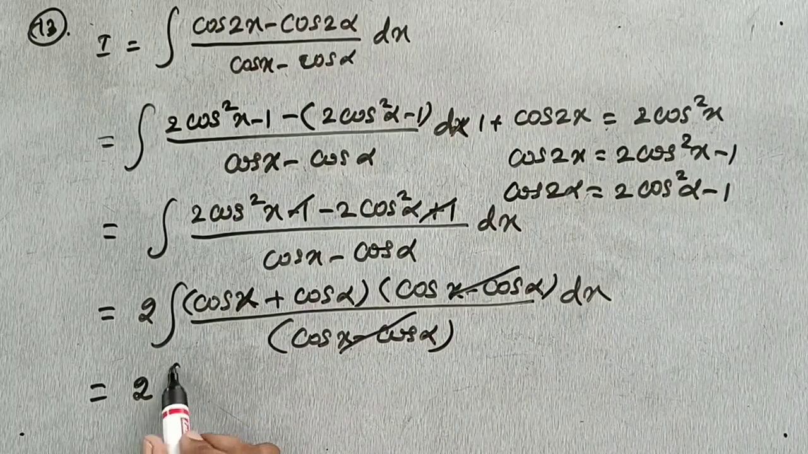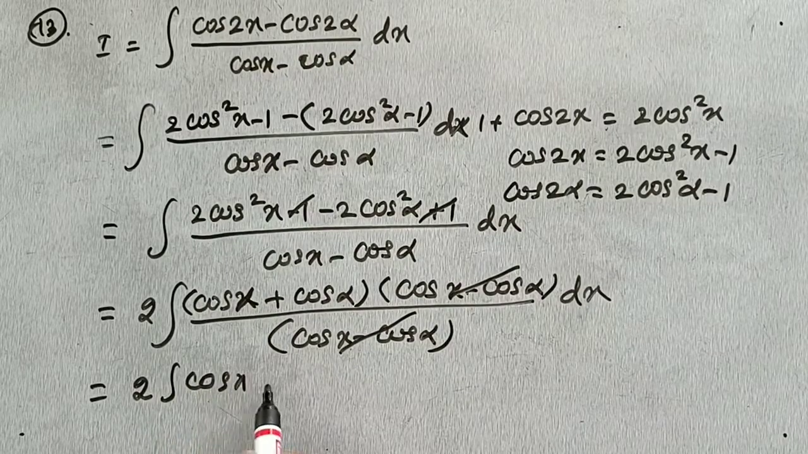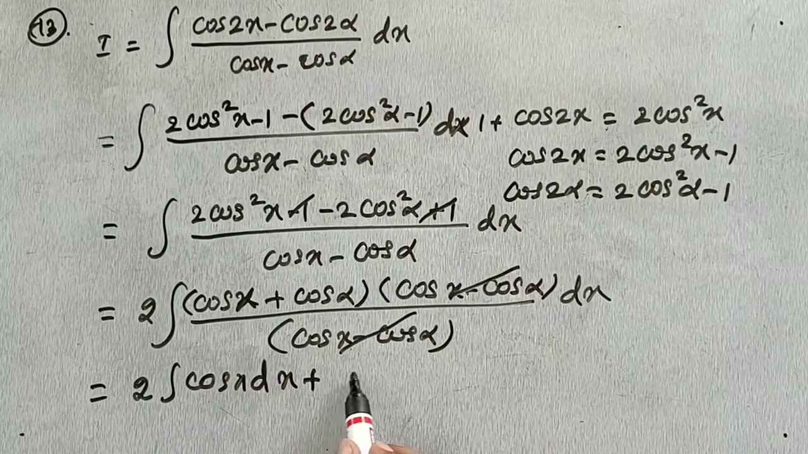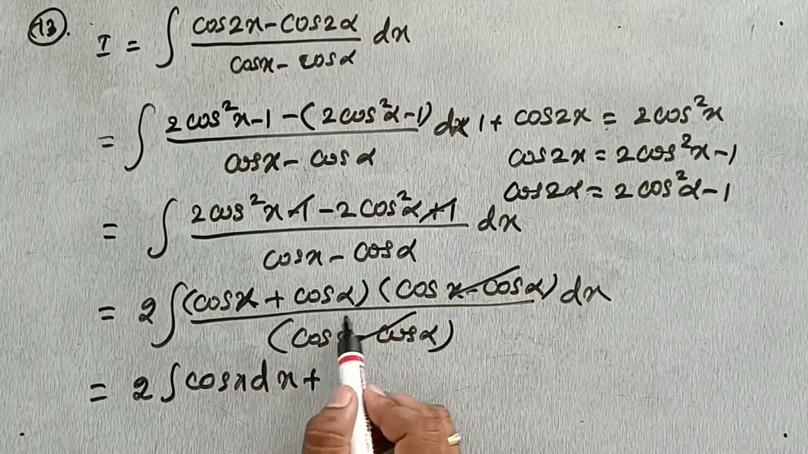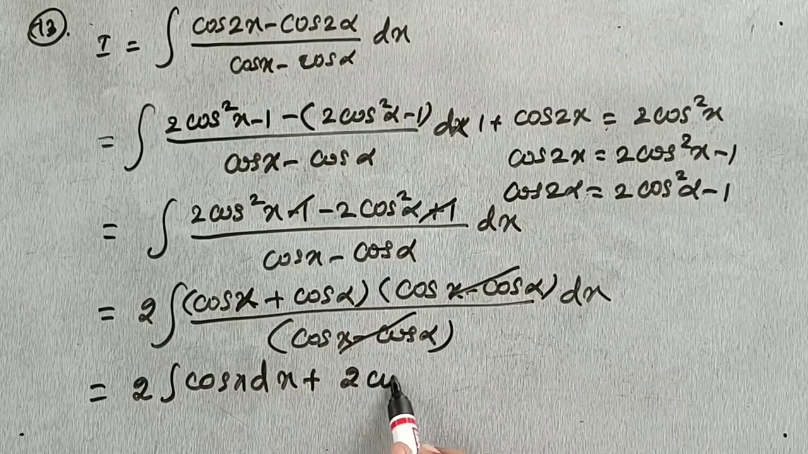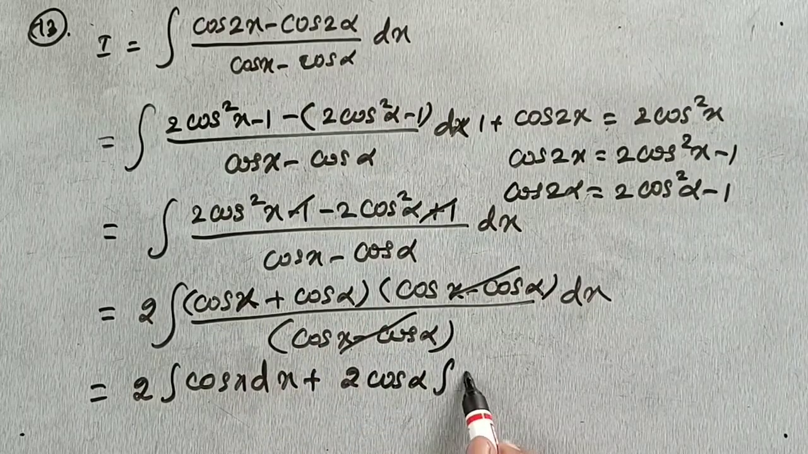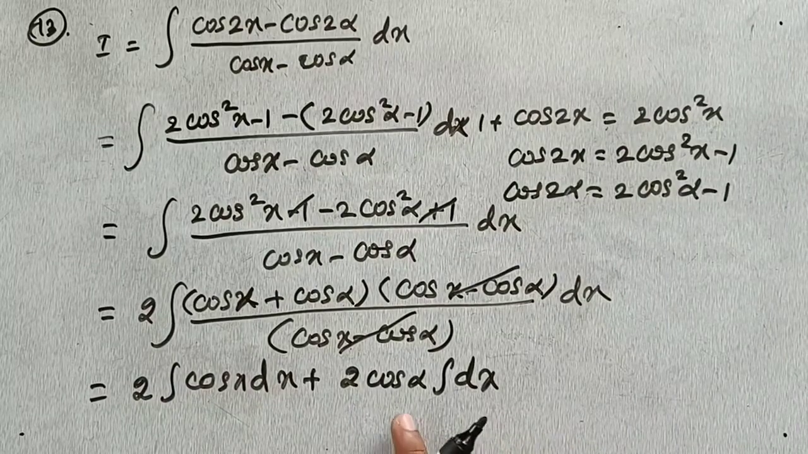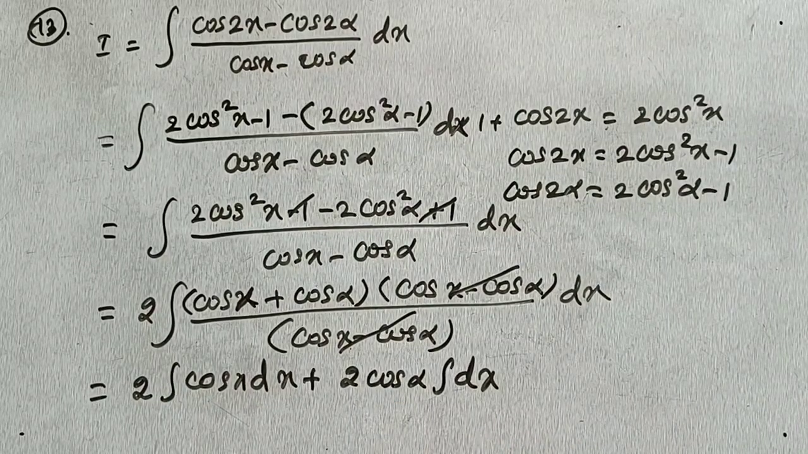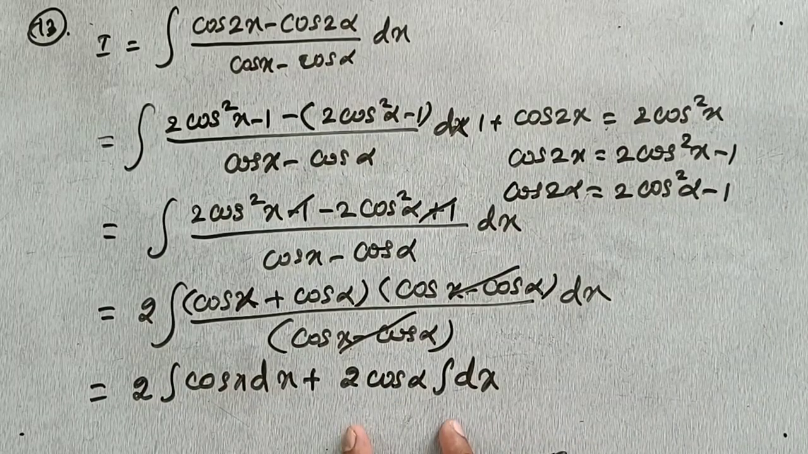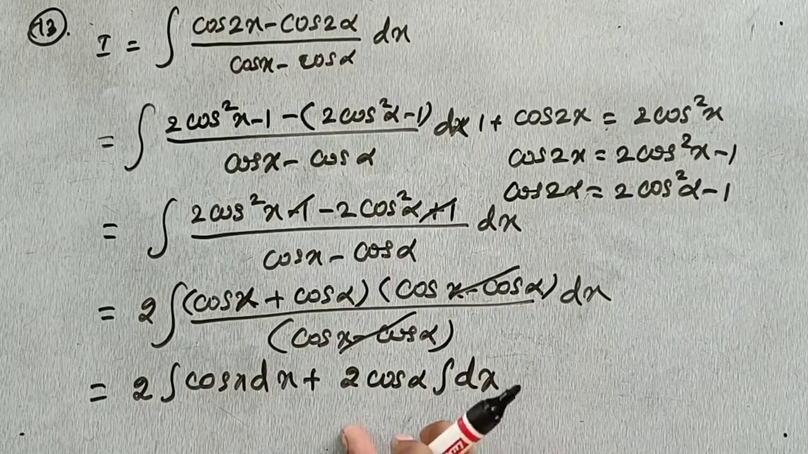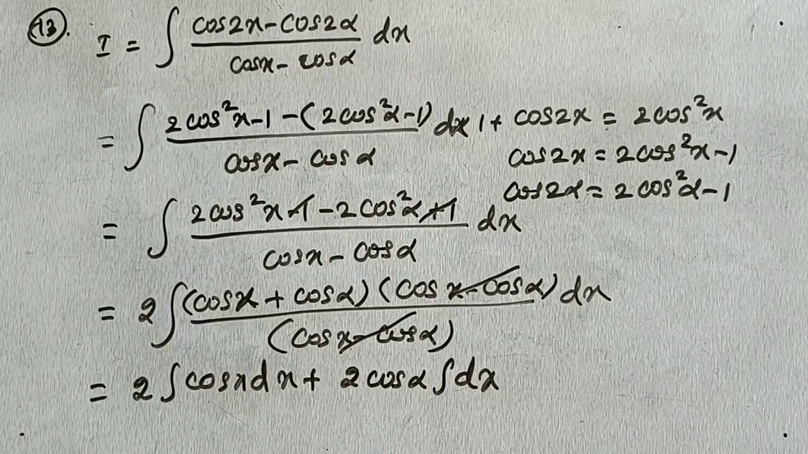So integral cos x dx plus 2 times cos alpha, also a constant, so that will be taken outside. Many of you think that integral cos alpha equals sin alpha, but it is not correct, because cos alpha is a constant, so we have to take that also outside. After that we have to apply integration.